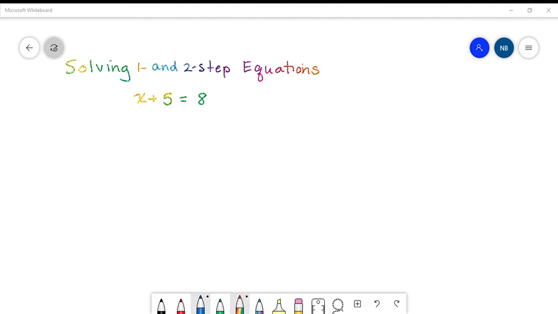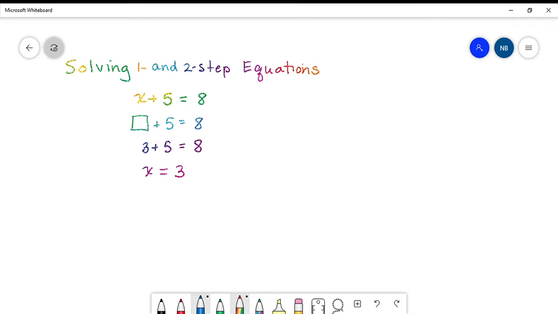So when you were little, you did little math worksheets with problems like this, probably. What number plus 5 equals 8? And you might realize that that number is 3, because 3 plus 5 equals 8. So this particular equation has the solution x equals 3. Because 3 is the number that makes the equation true.